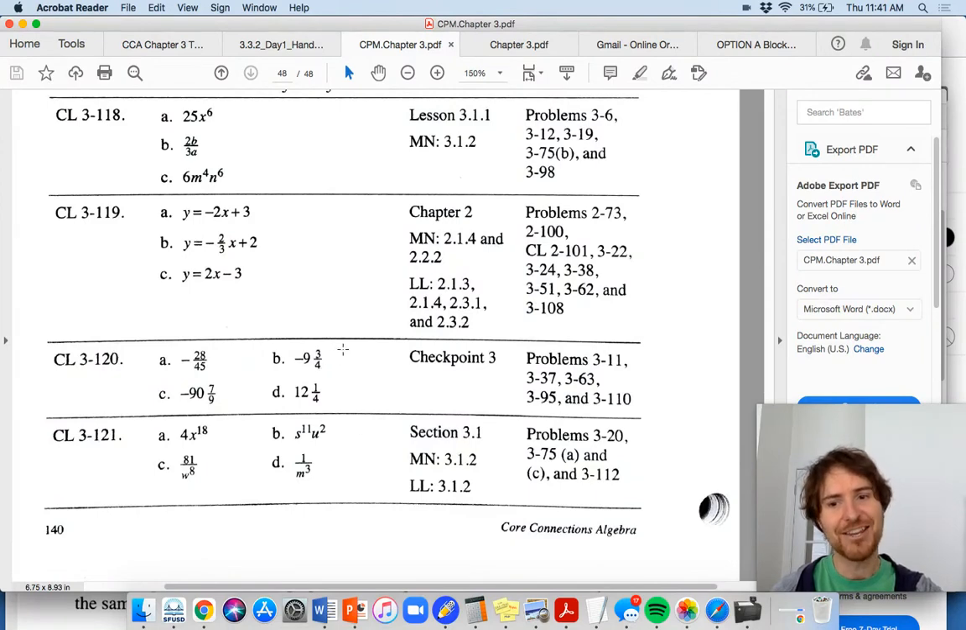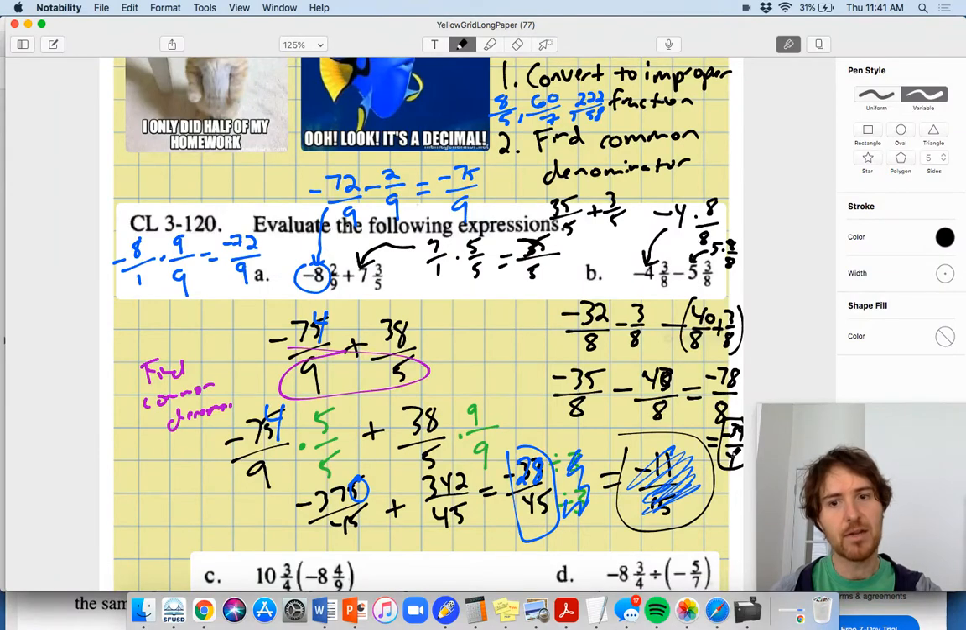Well, they changed it to a mixed number. So maybe I'll do that real quick here too. And I'm going to get it right, okay? Yes, because how do I change this to a mixed number?